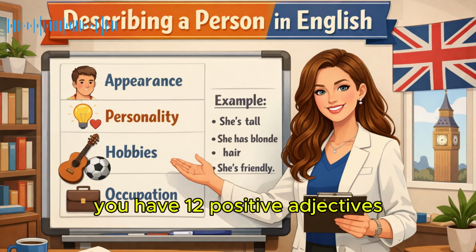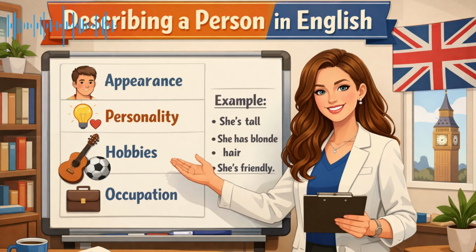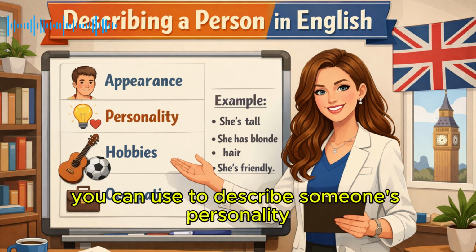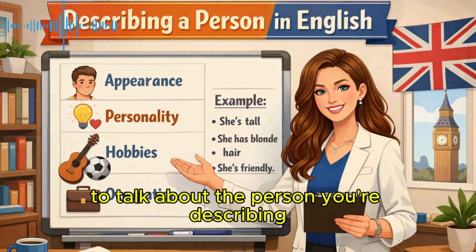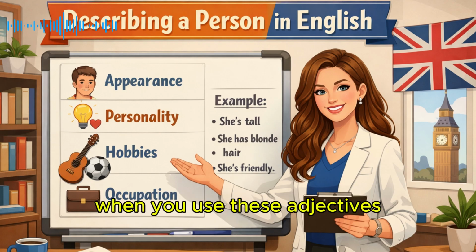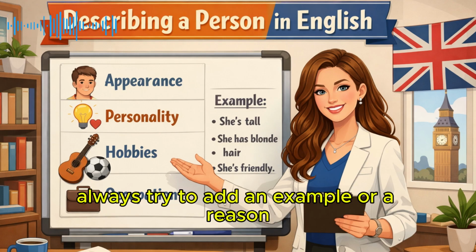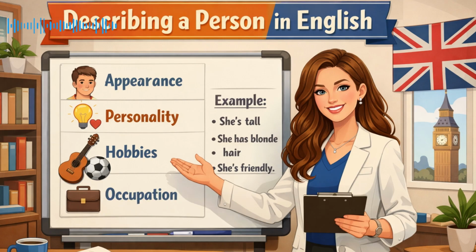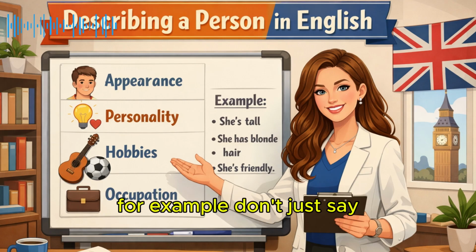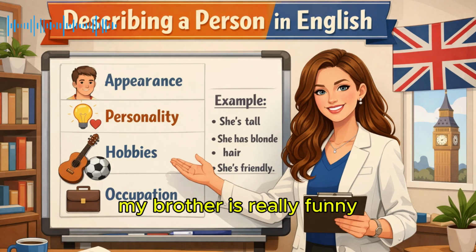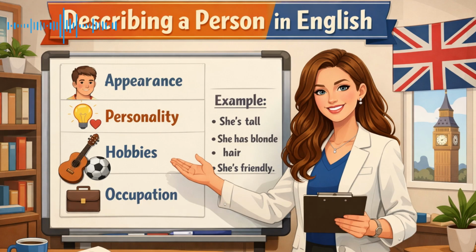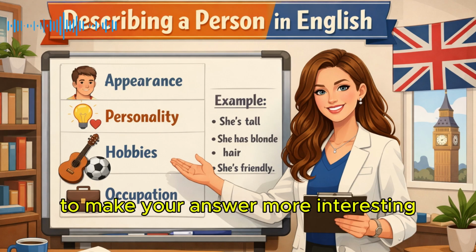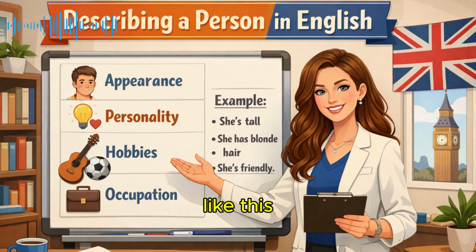So now you have 12 positive adjectives you can use to describe someone's personality. Can you use any of these adjectives to talk about the person you're describing? When you use these adjectives, always try to add an example or a reason. For example, don't just say, "My brother is really funny." "My friend Leah is a very cheerful person." Add some details or examples to make your answer more interesting, like this.